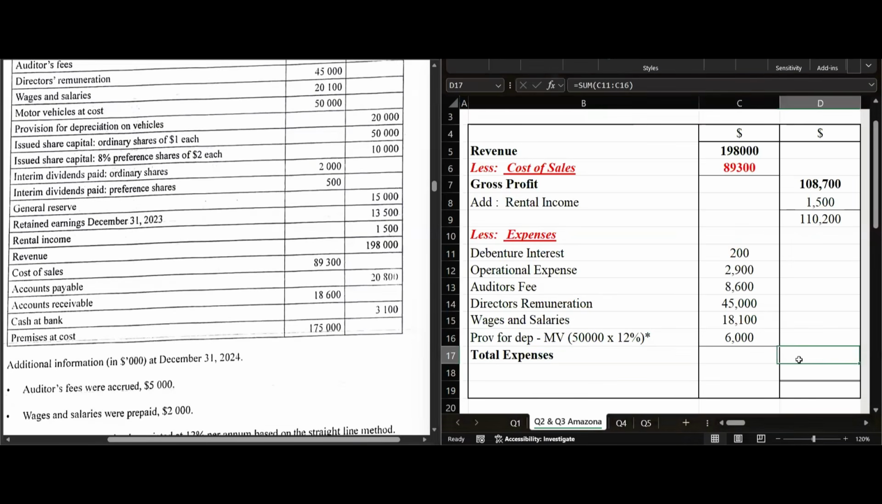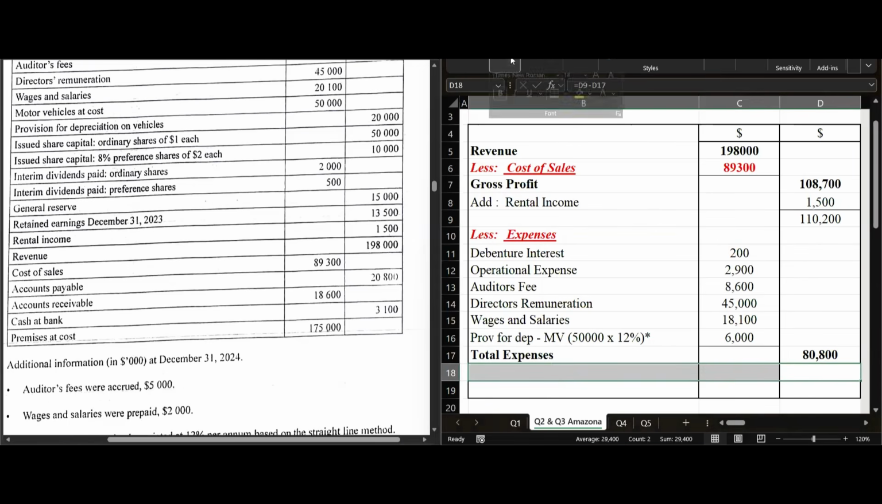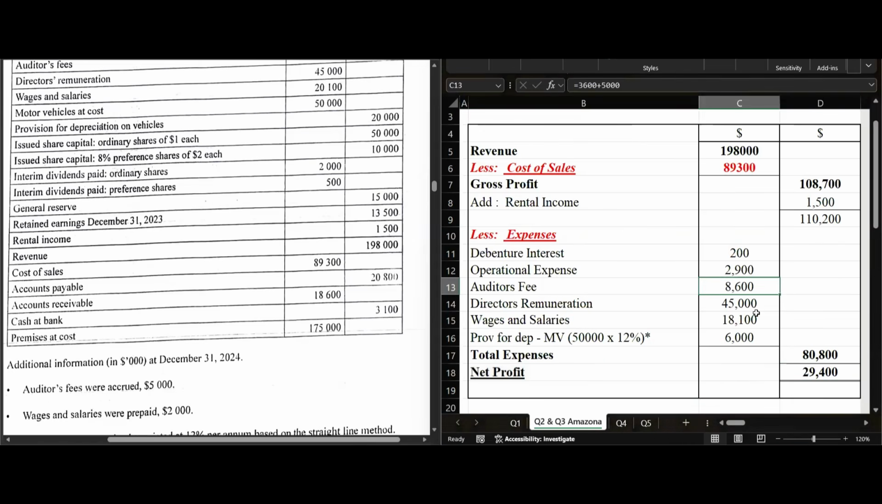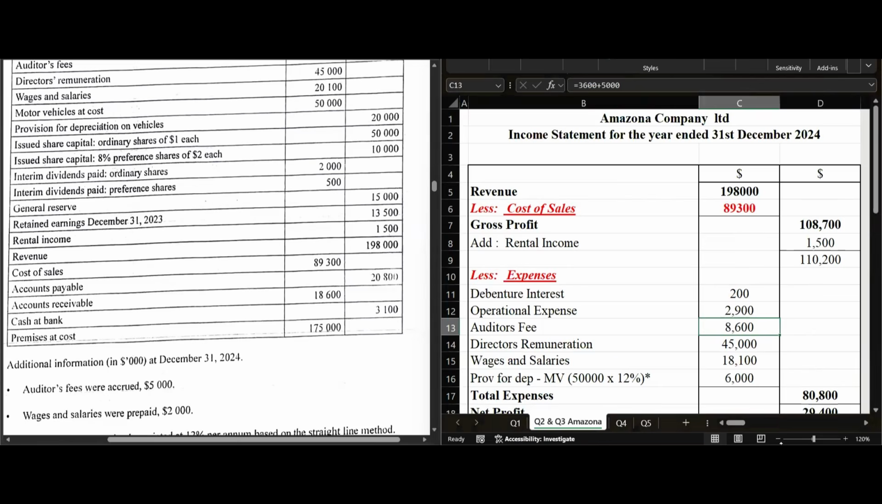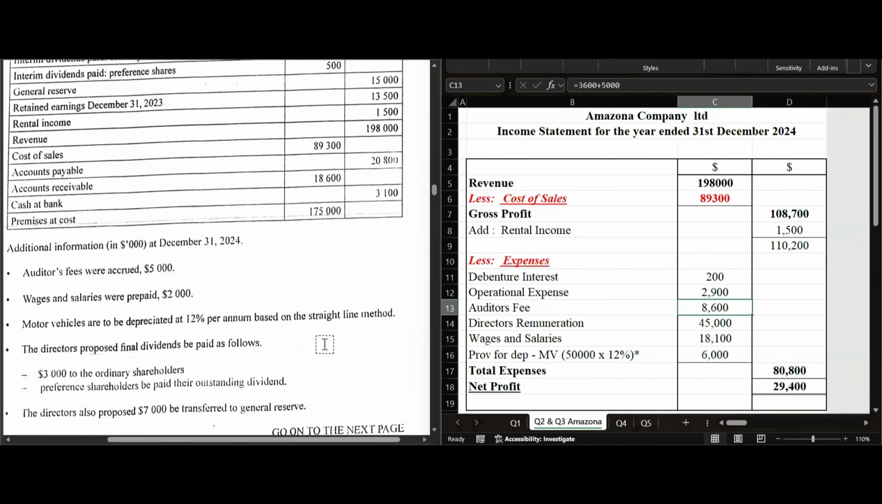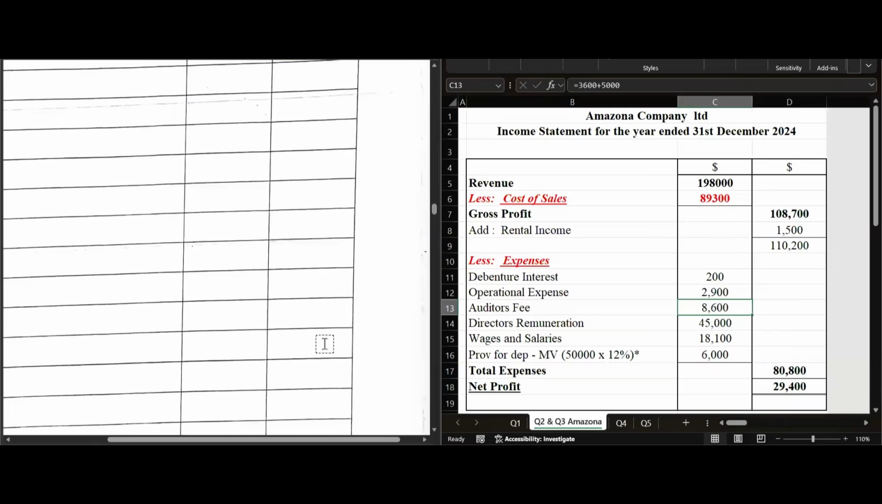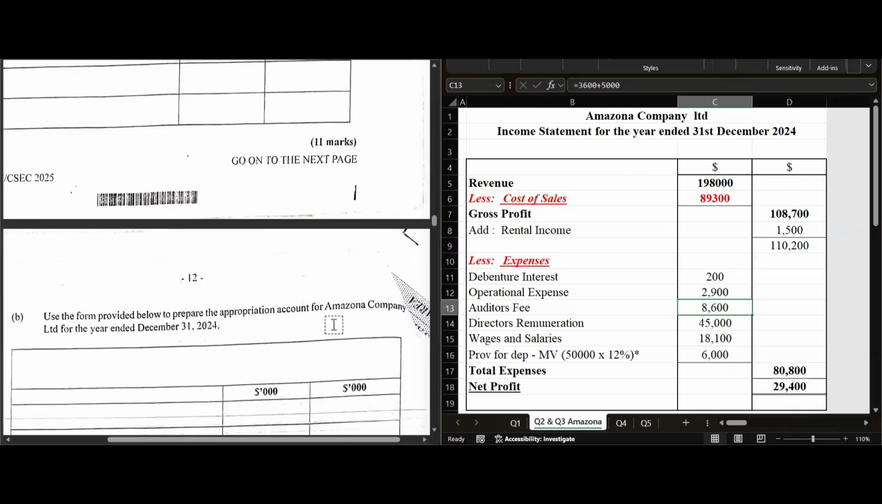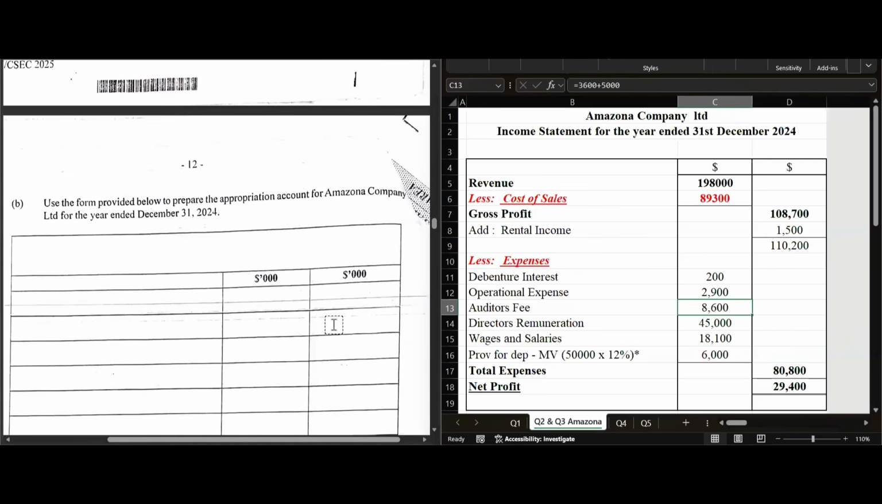Total expenses that were incurred for the business on our operational level, 80,800. So adjusted gross profit, subtract your total expenses, would have given us a nice net profit of 29,400. There we go, guys. Check it out. Right, this is it. Great job. And that was worth 11 marks, guys. 11 marks for that. Good.